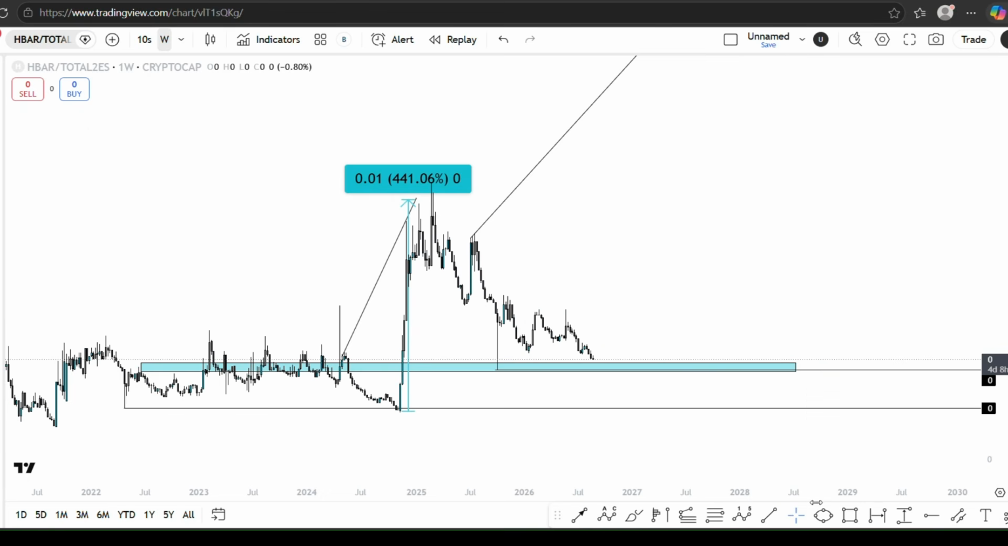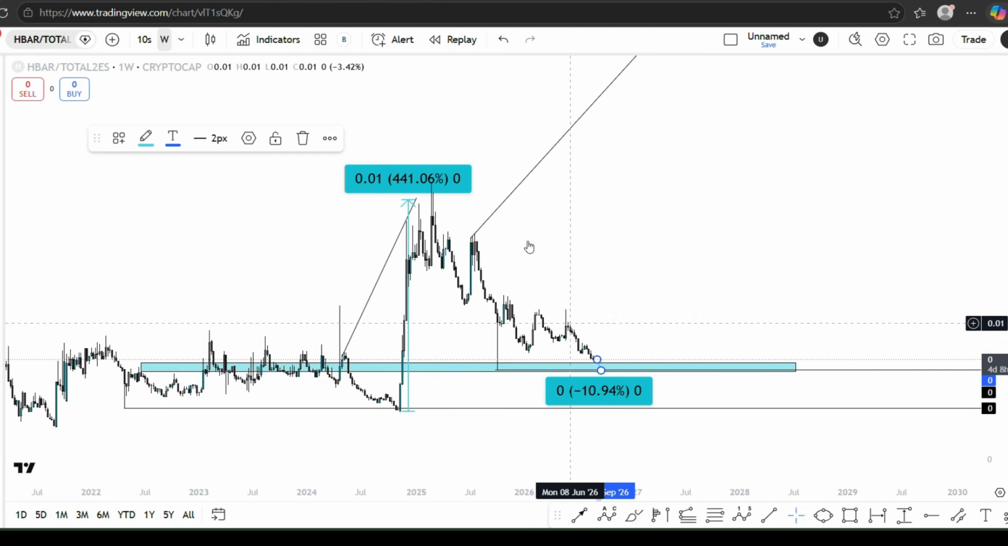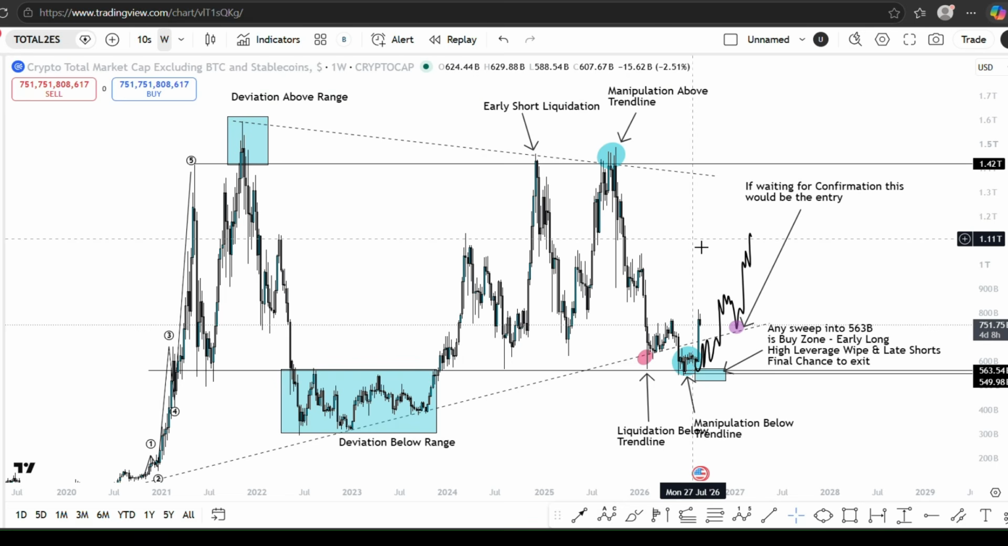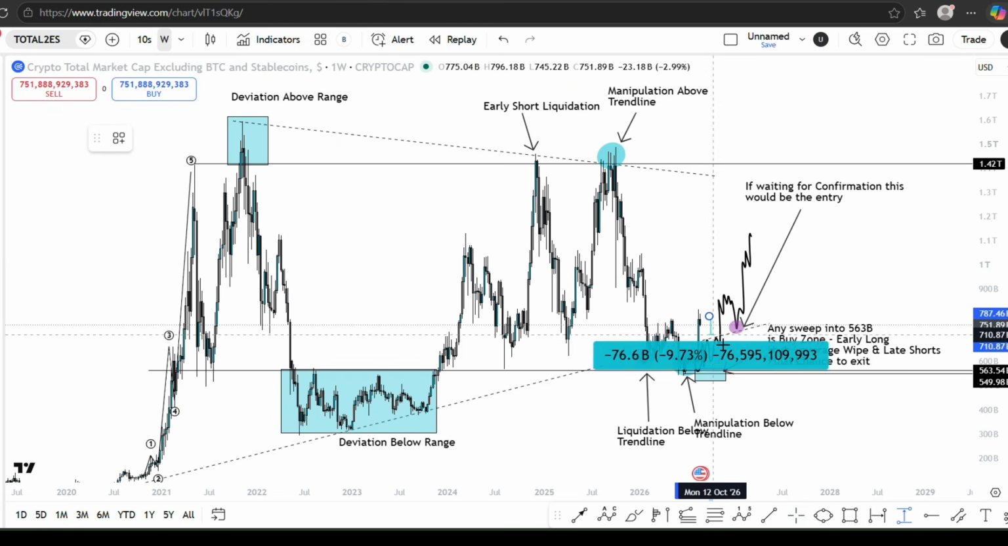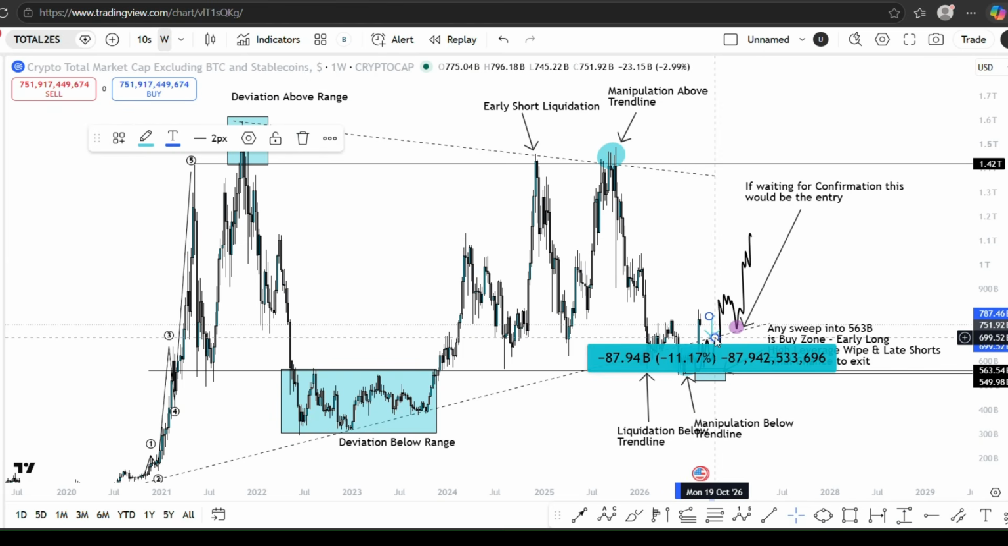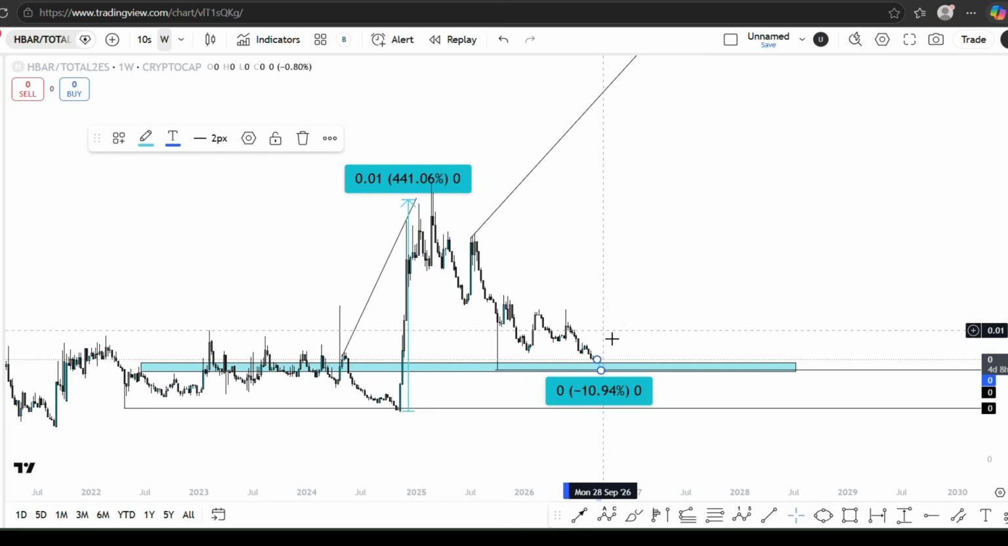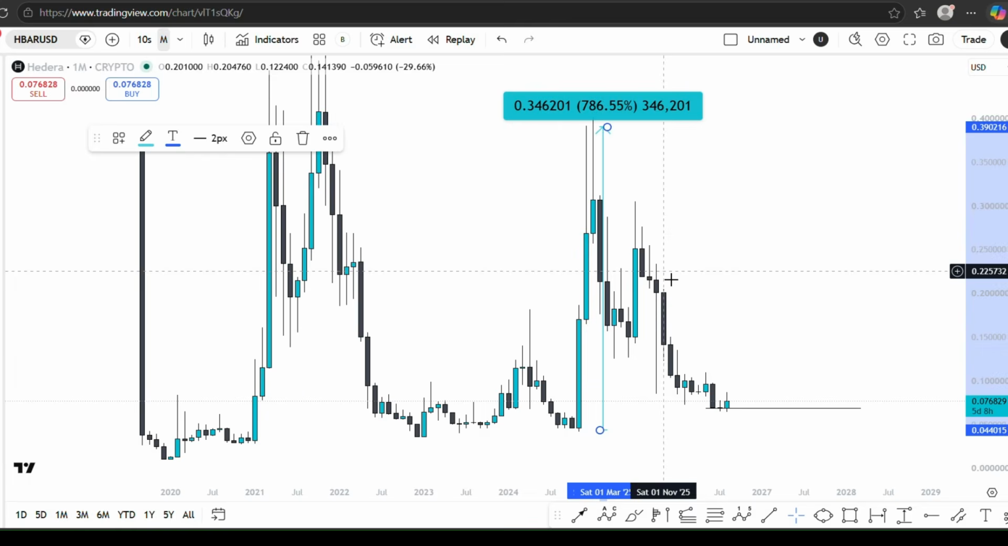Now what I think we're getting here is a potential dip into this wick, which will be about a negative 10% move. Now if we take a look at the total 2 excluding stables chart itself, that also comes in with a retest of this trend line of around 10%. So perhaps if we're expecting the total 2 excluding stables to outperform HBAR, we might actually be expecting somewhat of a 15% correction on the actual USD chart.